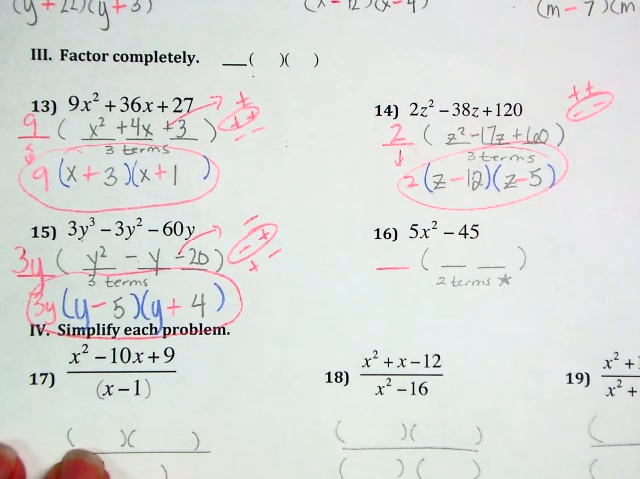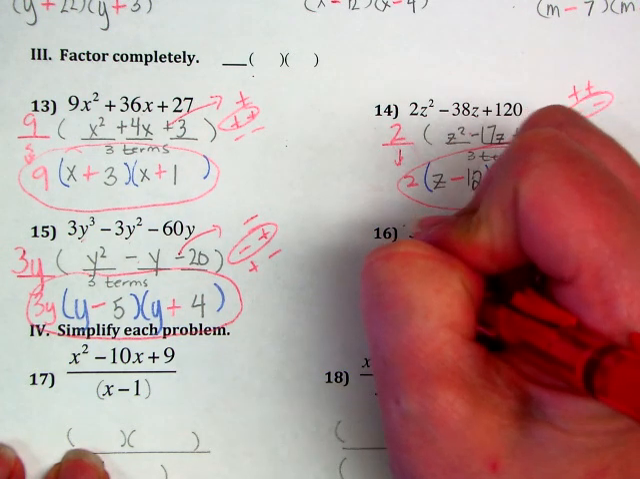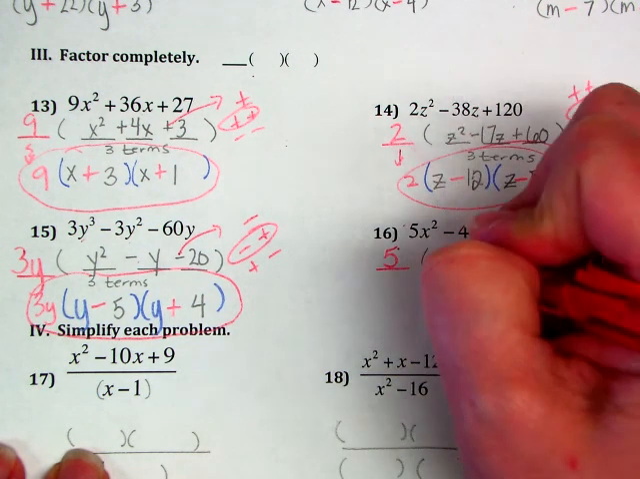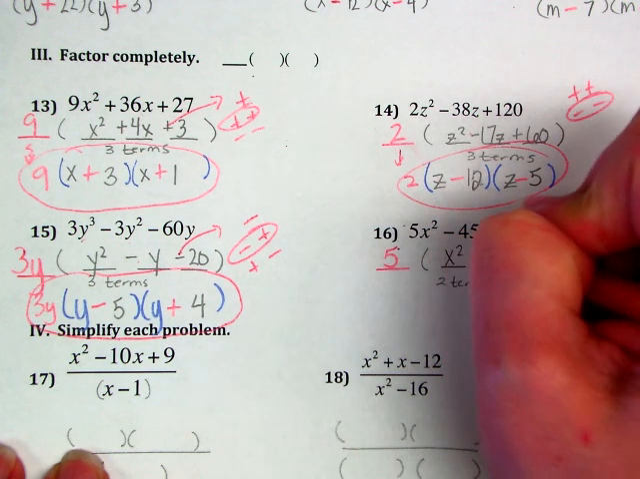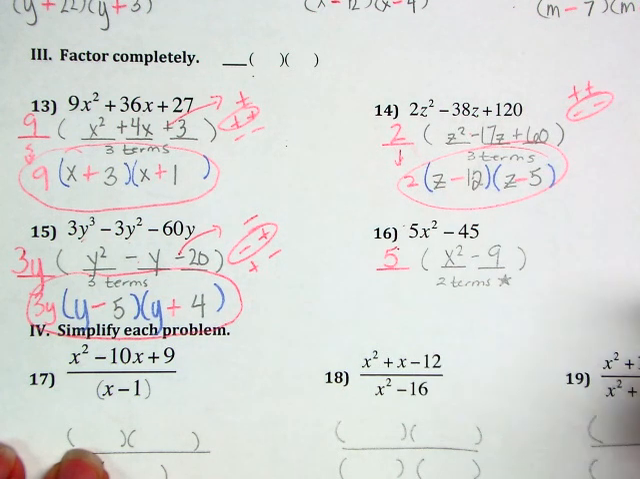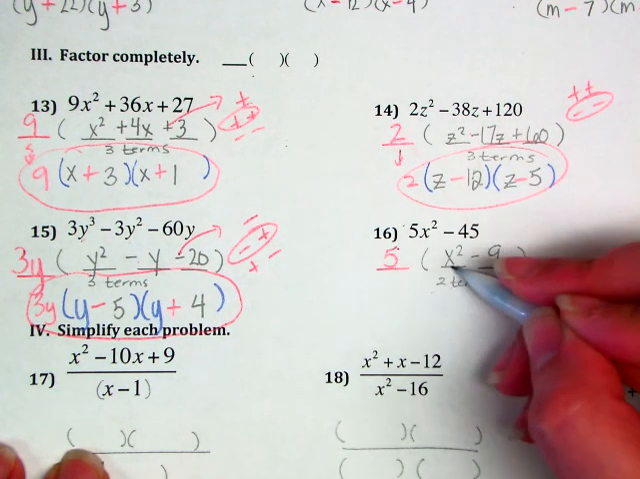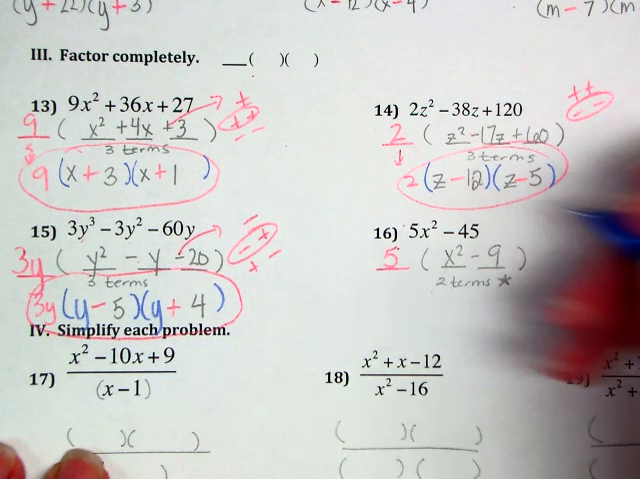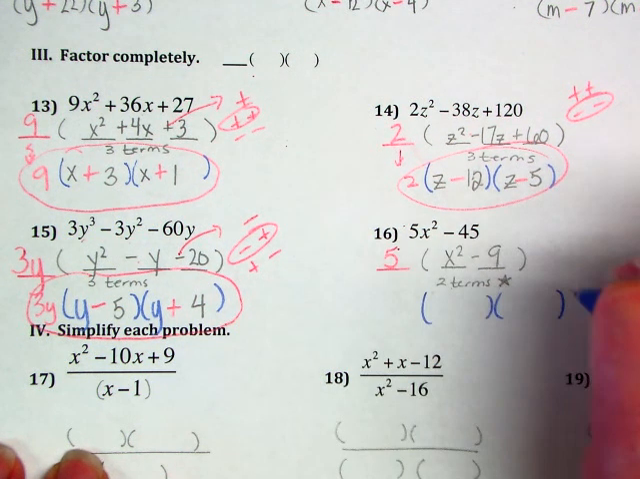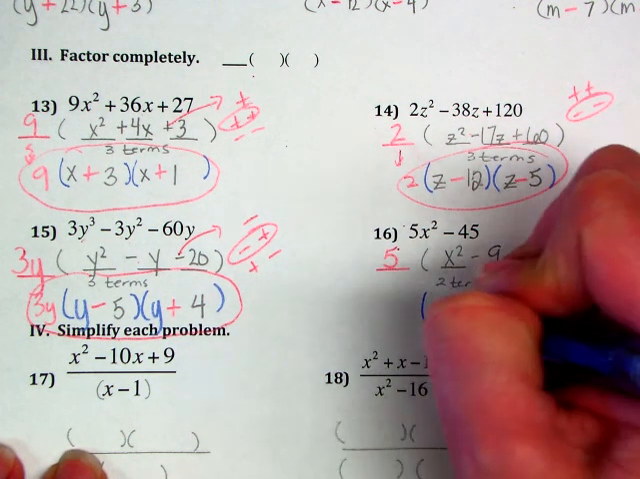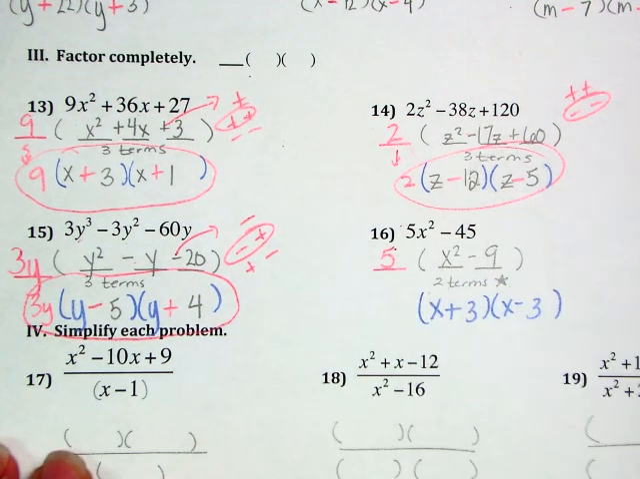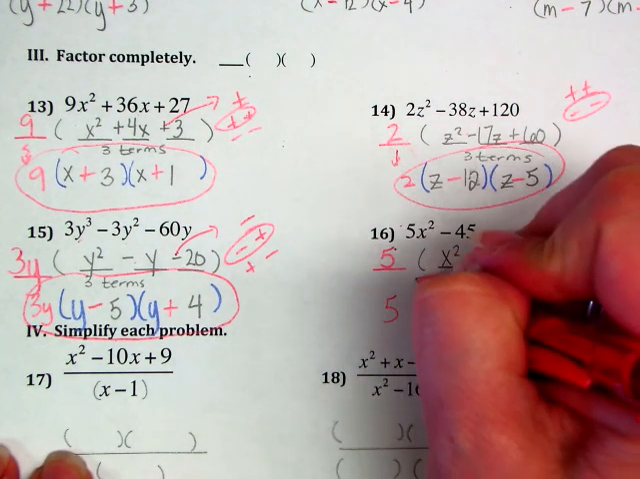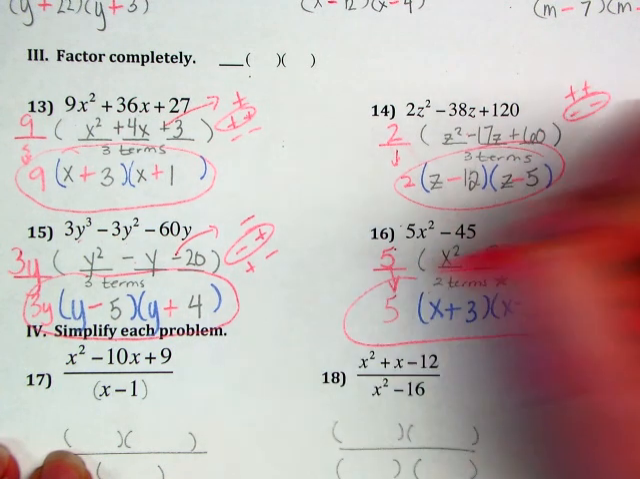Next one, GCF is going to be a 5. Leaves me with x squared minus 9. This is two terms and they're both perfect squares, so this is difference of squares factoring. X, x, opposite signs automatically. 3 and 3 give me 9. Don't forget to bring down the 5. All done.